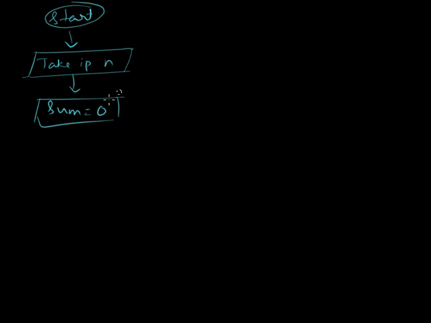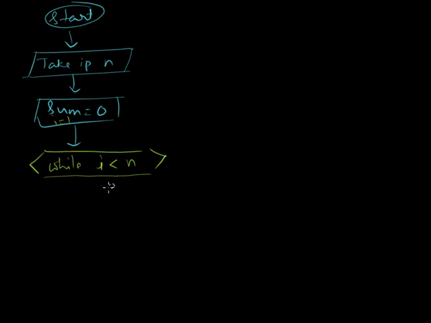And now we come to a point where we use a loop. Now use a loop here. So this is the construct for our loop. So let's use a while loop. While I is less than or equal to n, first I is 1. Right? I is equal to 1.